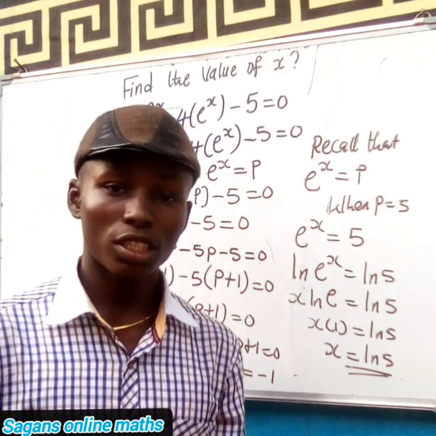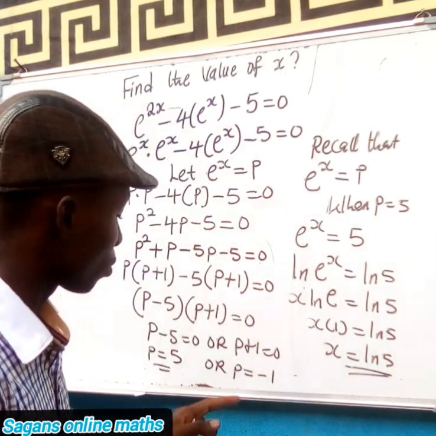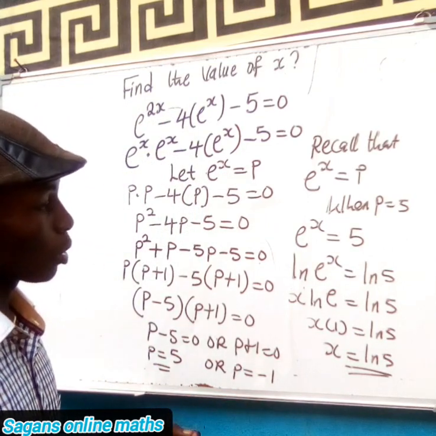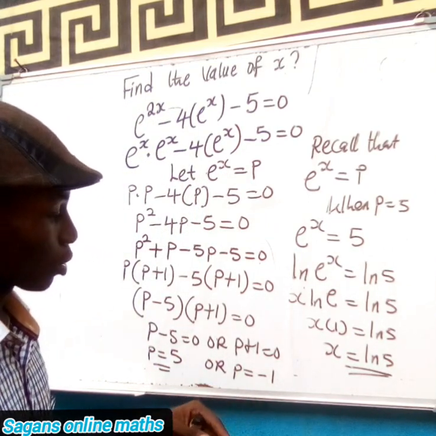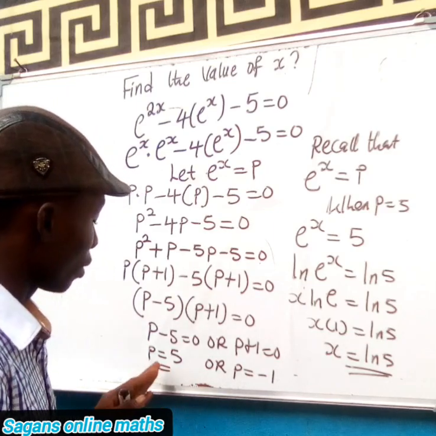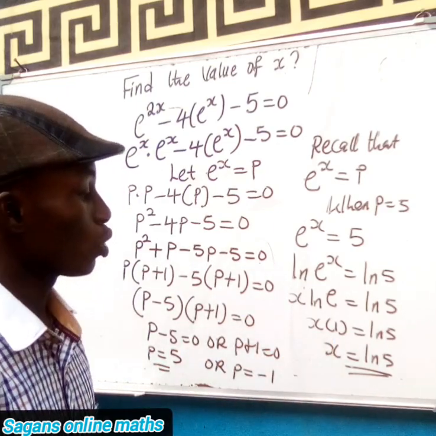If you ask why didn't I use minus 1, I don't want to use minus 1 because I'm having a negative value and I don't want to stress myself. But I know that when p is equal to 5, at least this is the solution to this problem.